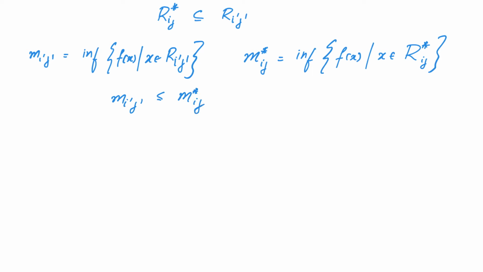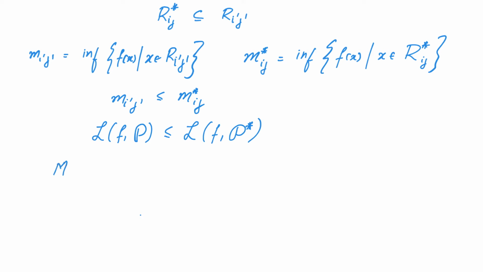Further notice that the rectangle Ri dash j dash will be a union of some rectangles in the partition P star. And for each of these subrectangles, the same relationship holds. Thus, with some algebra, we can show that L of f comma P is less than or equal to L of f comma P star. That means the finer the partition, the higher the lower sum.